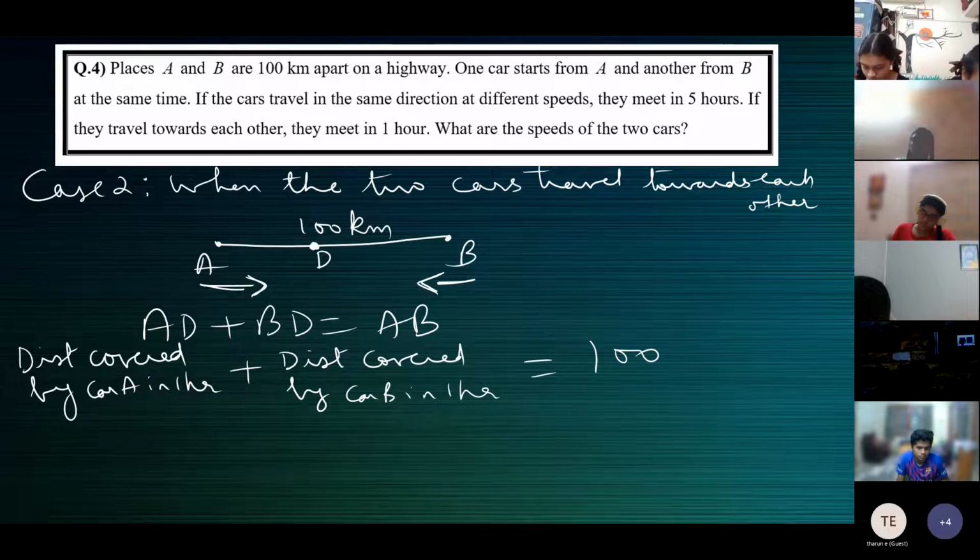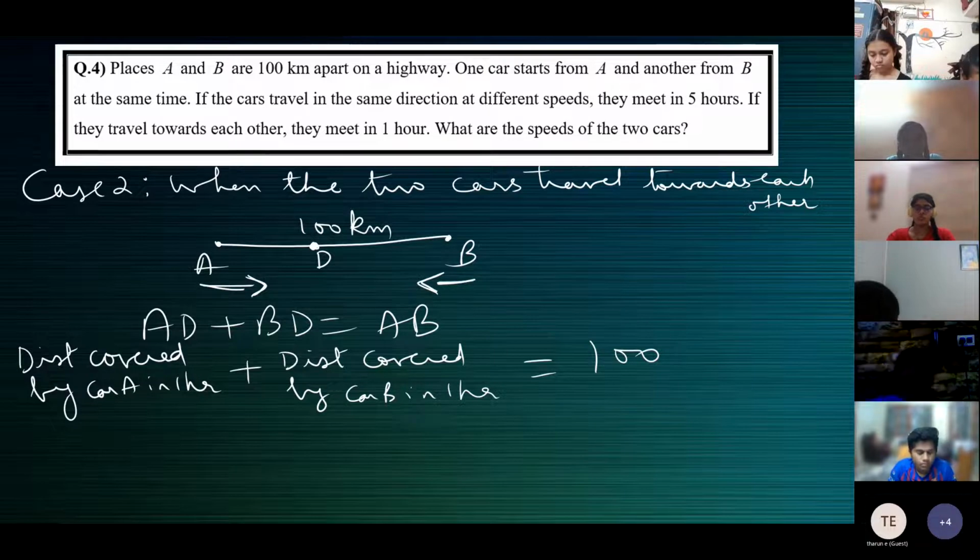AD is the distance covered by the first car in 1 hour. Why 1 hour? Because they're meeting in 1 hour. That means they travel only for 1 hour and they meet. BD is the distance traveled by the second car in 1 hour, and AB is equal to 100.